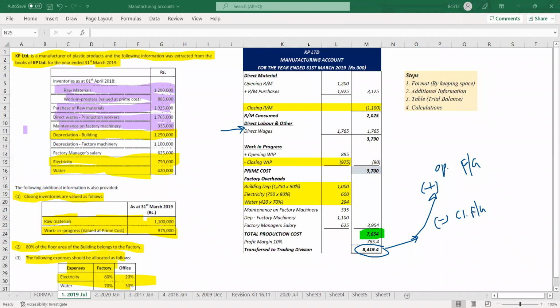Where to record in income statement? In the income statement, in the trading account, you will prepare the trading account: opening stock plus, you don't have purchases, you have this total manufacturing cost. That's the amount you take in income statement. Okay, so let's do another question.